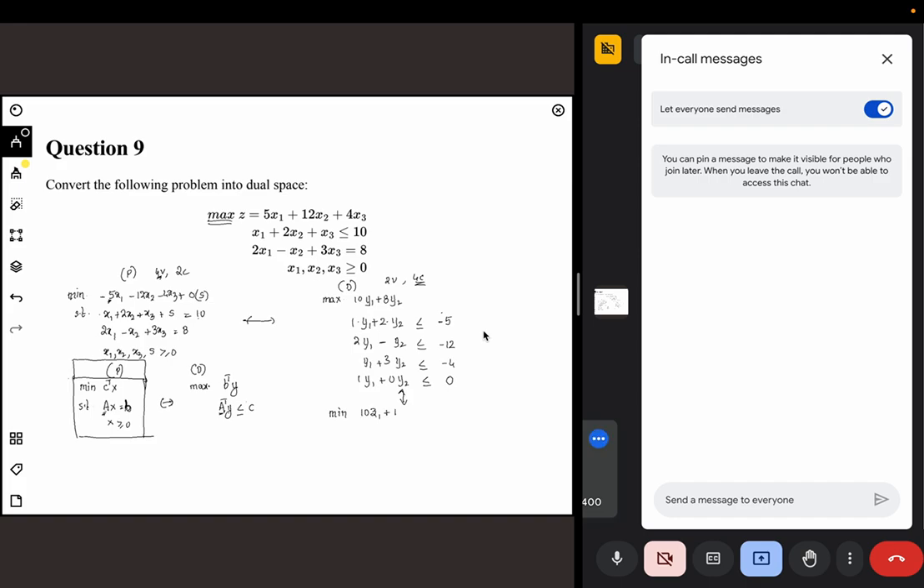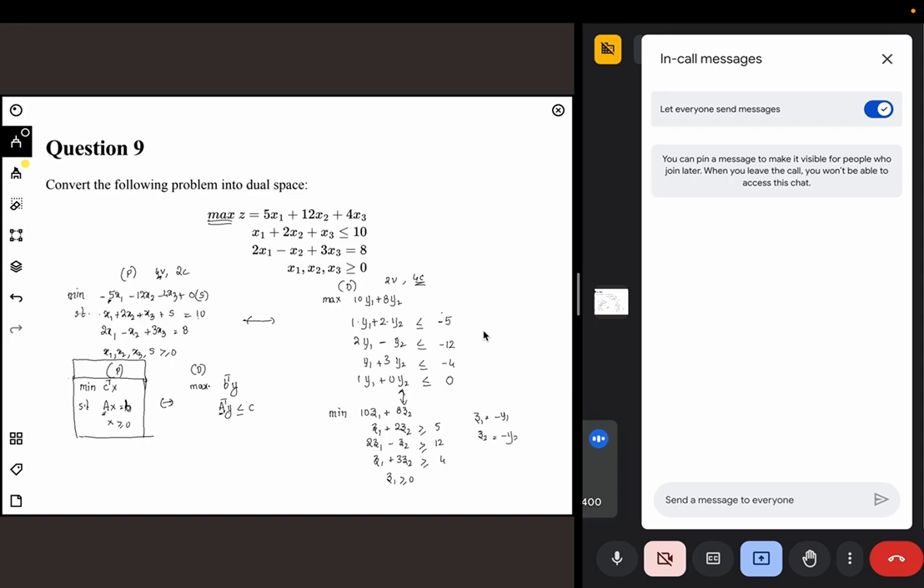10 times z1 plus 8 times z2, such that z1 plus 2z2 is less than or equal to 5. 2z1 minus z2 is less than or equal to 12. z1 plus 3z2 less than or equal to 4. And z1, sorry, if I multiply with the minus sign, the inequality also changes. Greater than or equal to 0, where z1 equal to minus y1 and z2 equal to minus y2.